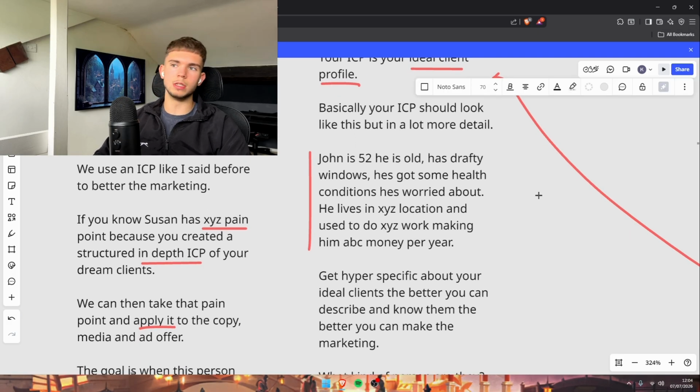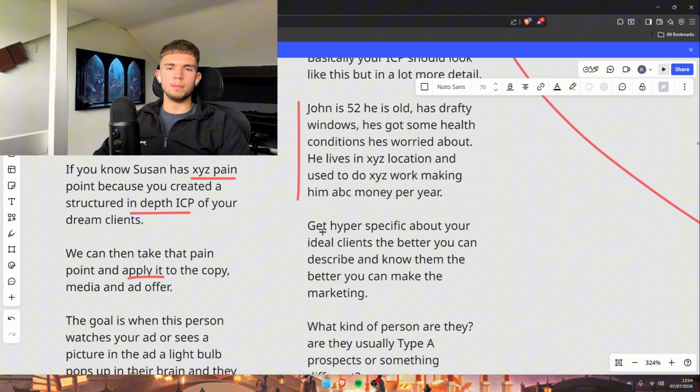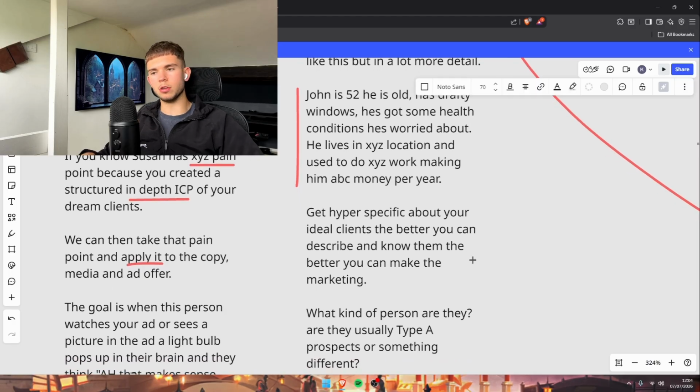John is 52, he's old, he has drafty windows, he's got some health conditions he's worried about, he lives in XYZ location and used to do XYZ work, making ABC money per year. The more specific that you can get about your ideal clients, the better that you can describe them, and then the better you can make your marketing.